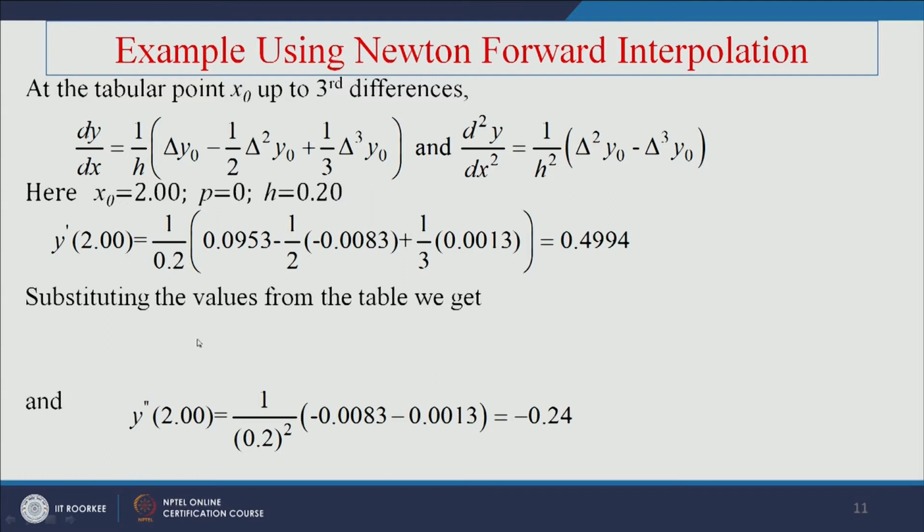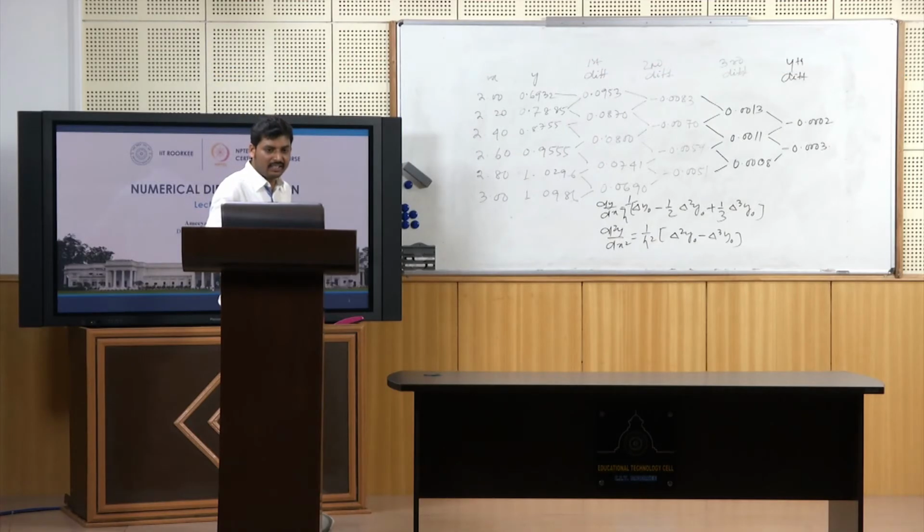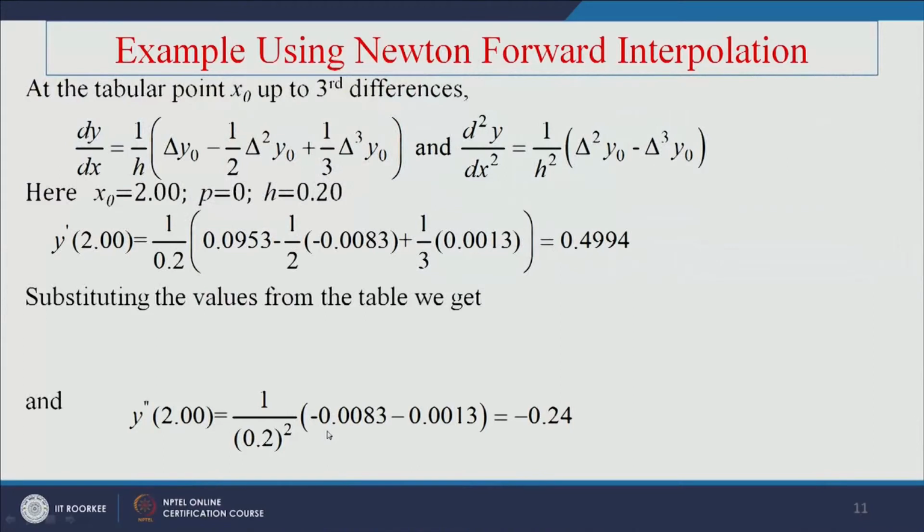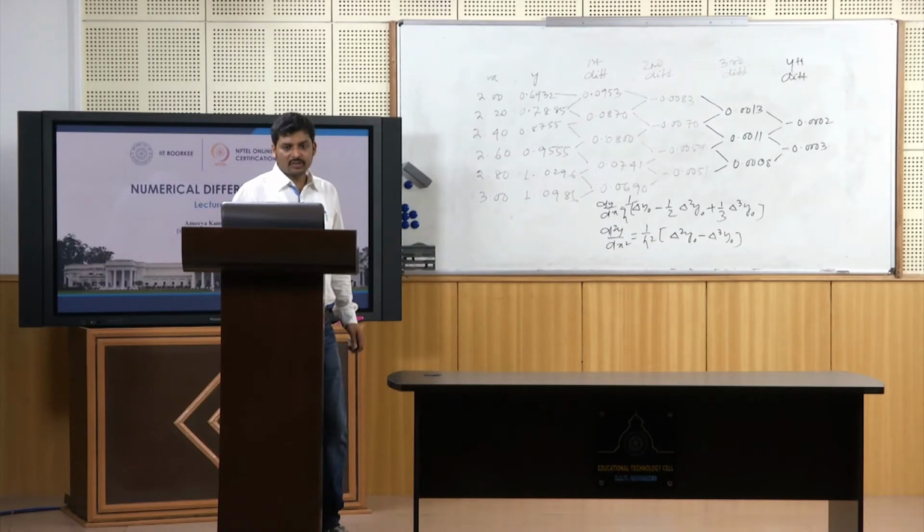And if you use it for the second order differentiation here, then we can find this as 1 by h square, that is 1 by 0.2 whole square into del square of y0, that is nothing but minus 0.0083, minus del cube of y0, that is minus 0.0013 here. So the total value is minus 0.24 here. So next we will go for Newton's backward interpolating polynomial.